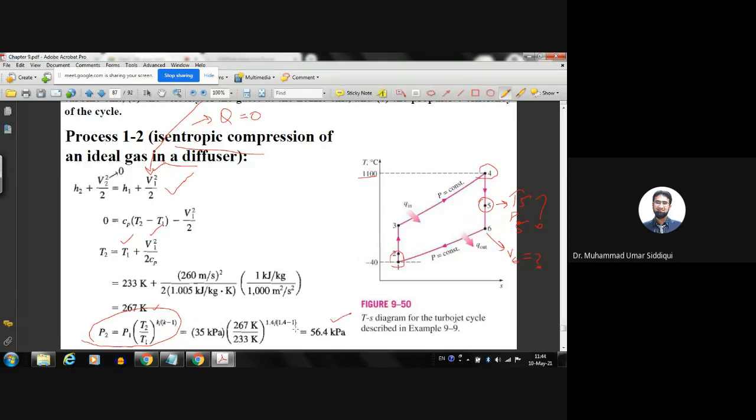So the inlet energy, which was the kinetic energy of the air entering the jet propulsion cycle: the first thing the diffuser does is convert all of the kinetic energy into pressure energy, and so the pressure is increased to 56.4 kilopascal.